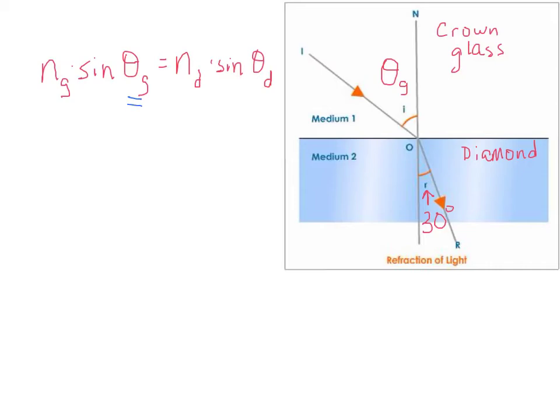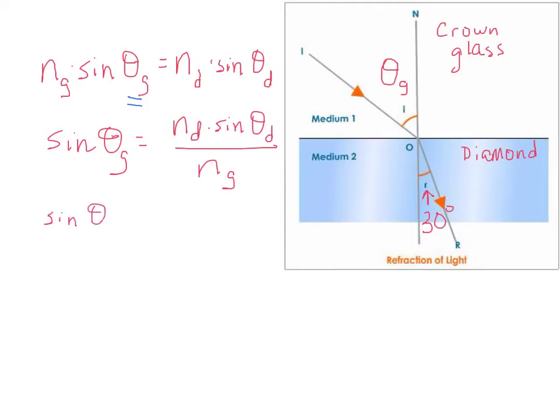So the first thing I'm going to do is a little bit of algebra. I'm just going to divide both sides by the index of glass, and that leaves me with just the sine of that angle on the left side, and then I get a fractional quantity over here: the index in diamond times the sine of the angle in the diamond divided by the index of the glass. And I think I'm going to substitute the values in now. Just don't forget to write the sine function, because what people do is they'll just drop that sine function off. It's like a square root. You can't just get rid of a square root.